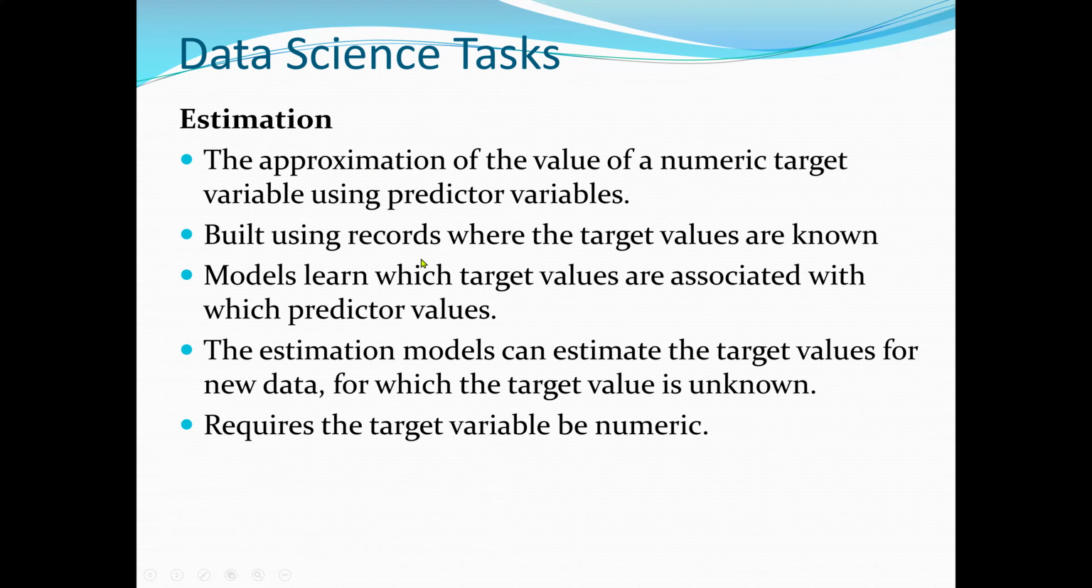So this will be built using records where the target values are known. The models learn which target values are associated with which predictor values. And also the estimation models can estimate the target values for new data for which the target value is unknown. So the concept of estimation is the same as classification, but classification will use the nominal value or data for its target variable, whereas estimation or prediction use continuous or numerical values.